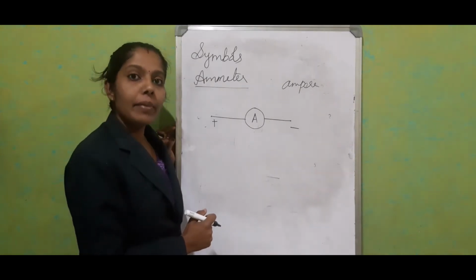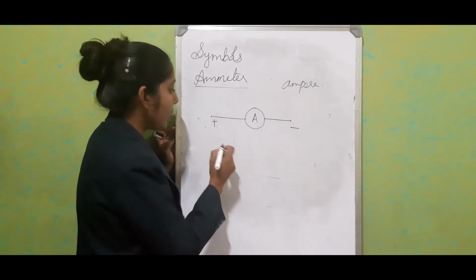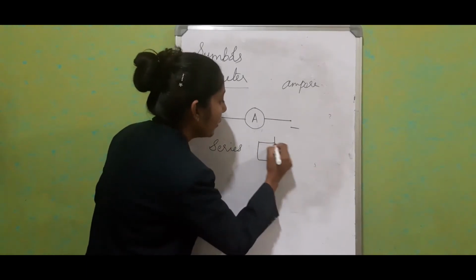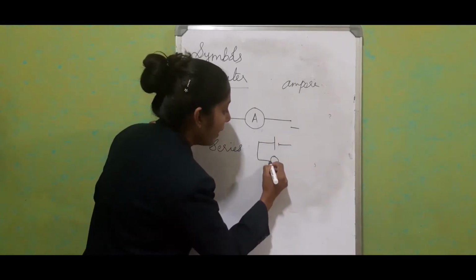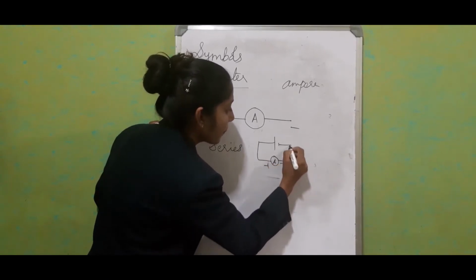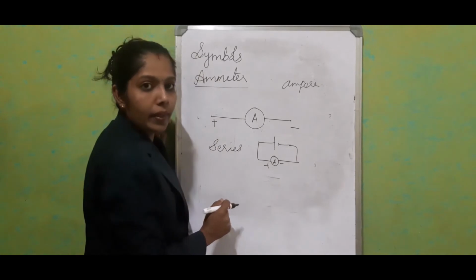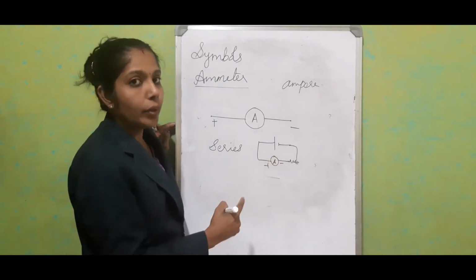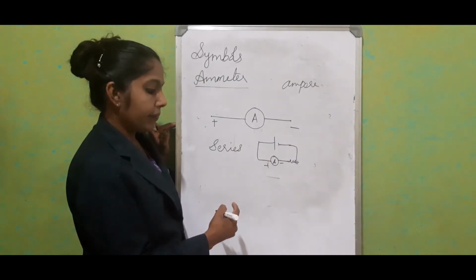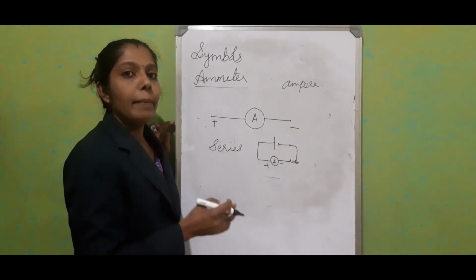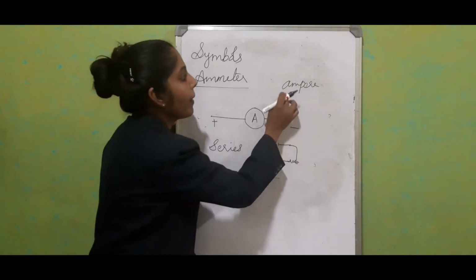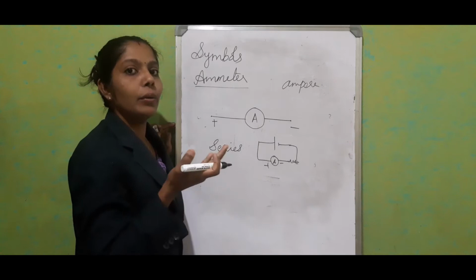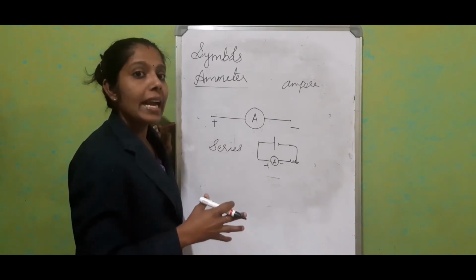And the ammeter is always connected in the circuit as a series combination. If this is a circuit, the ammeter has to be connected this way. It is a series connection with the other components. So this is about the ammeter. The name ammeter came from the word ampere, and it is used to measure current in the circuit.